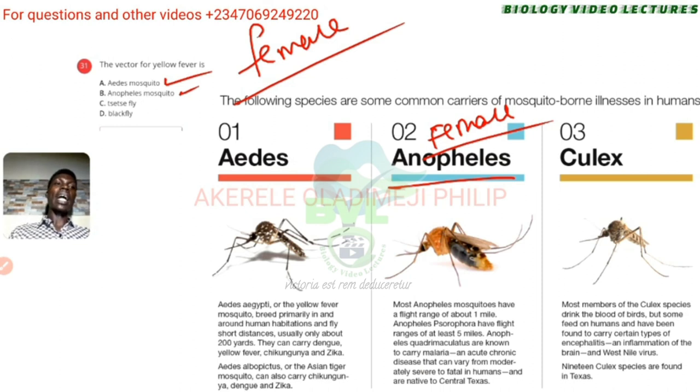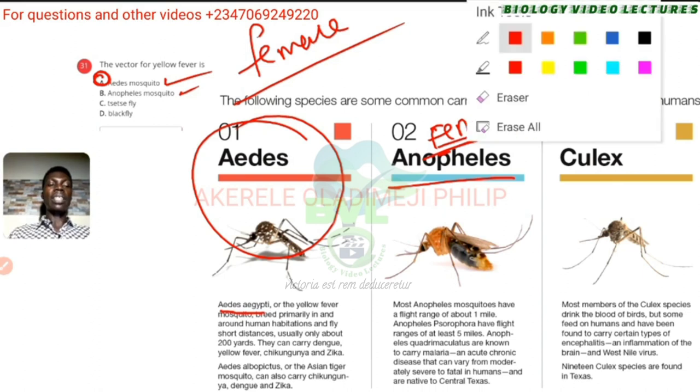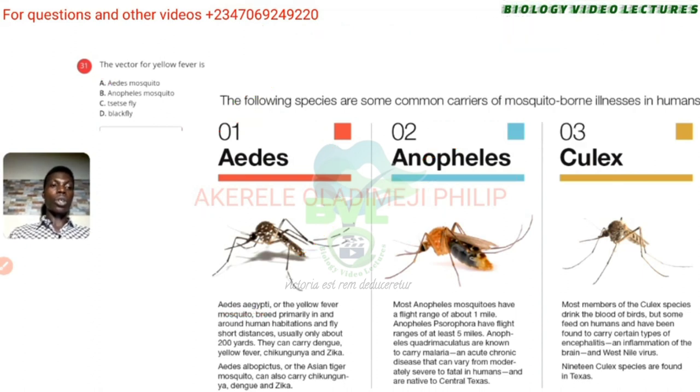In the case of malaria, it's going to be Plasmodium. In the case of other diseases, whatever the pathogen is will go in. So in this case here, it's Aedes aegypti that causes yellow fever. You can see it's Aedes aegypti, or the yellow fever mosquito. So the answer is A. Please do not forget that. I'm emphasizing the fact that it is the female that does that. You can pause the video here to read other things I've written on the screen. These three right up here will help you.